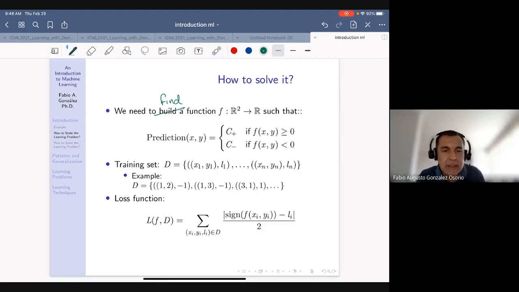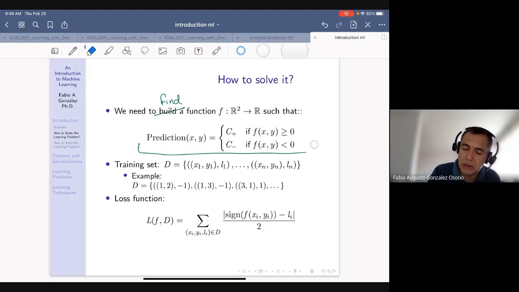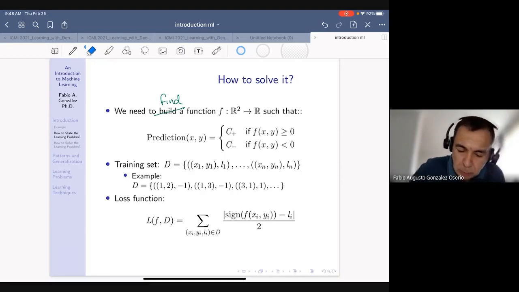The thing that I don't like about "approximate" is that you are approximating something, but we don't have that something that we want to approximate. Really, we just need to find a function that is able to do this. There are many candidates to do that, okay? That's why approximate is probably not a good word for that. So we need to find that function, and finding that function means finding the parameters of that function.